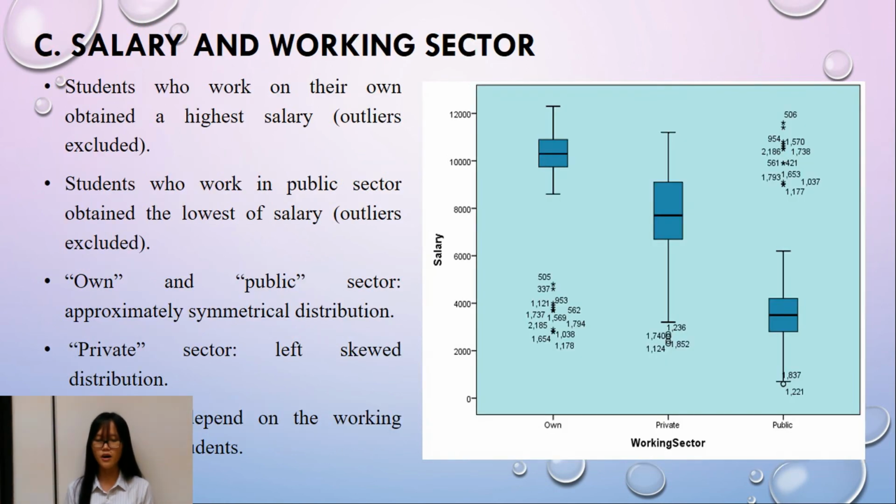Then for salary and working sector, we see that students who work on their own obtain higher salaries when the outliers are excluded. Students who work in the public sector obtain the lowest salary. The own-business and public sectors have an approximately symmetrical distribution. However, for the private sector, there is a left-skewed distribution. This shows that salary does not depend on the sector of work.